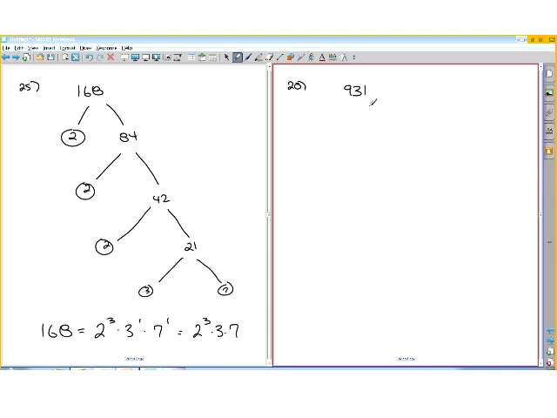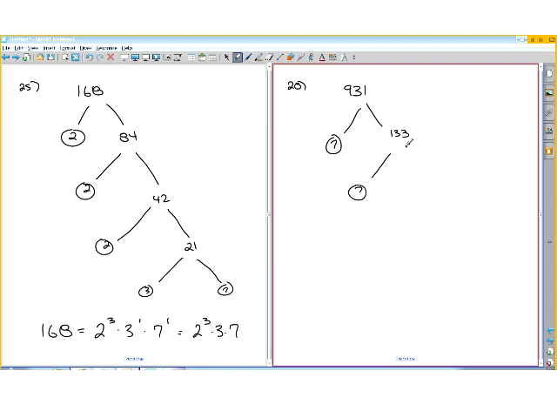Let's try 7. 931 divided by 7, we get 133. So here's one prime, 7. What we have left is 133. Again, if this one's not divisible by 3, then this isn't divisible by 3, so you can go to the next number. Let's try 7 again. 133 divided by 7 is 19.